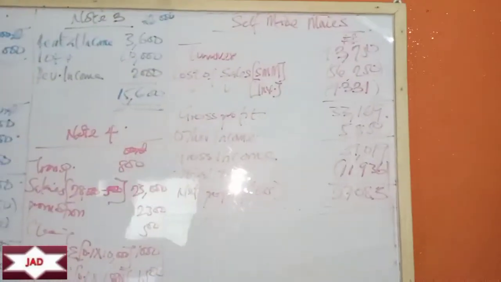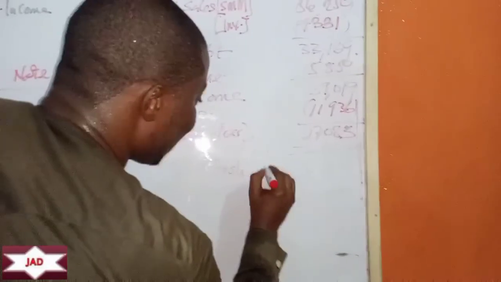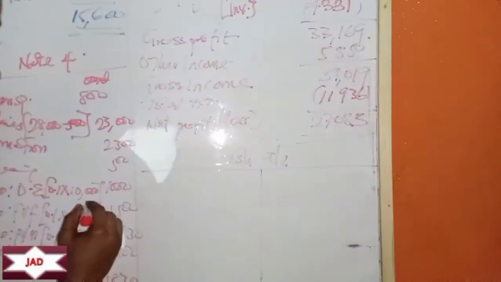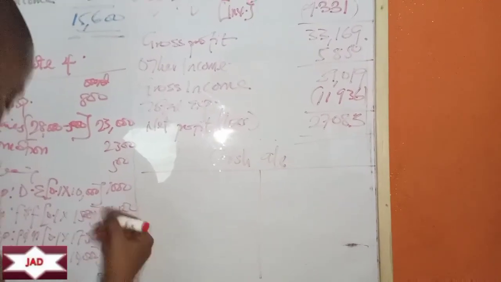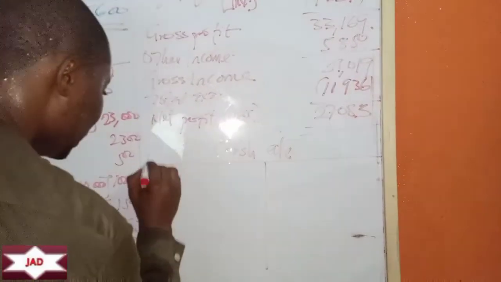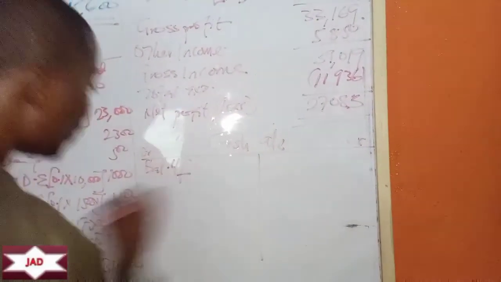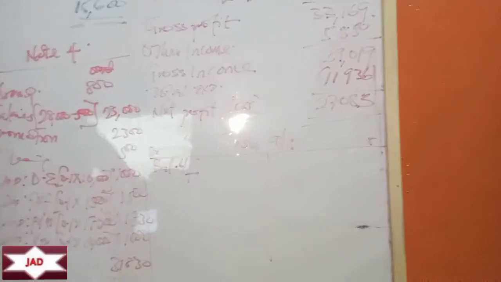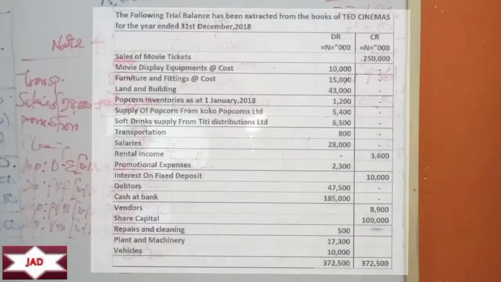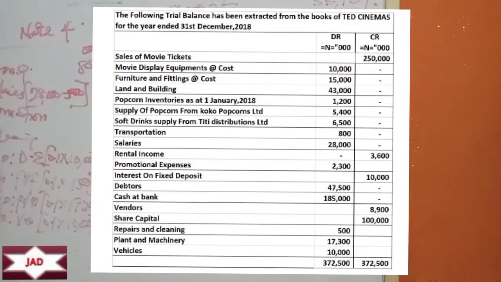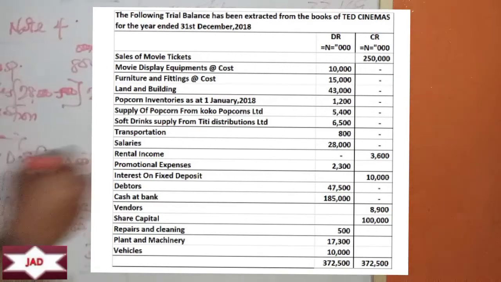And then they say show the cash balance after paying movie studios. So your cash and asset now. So we have cash accounts. Should we use vertical formats? We have debits, we have credit. Balance brought forward here. According to the trial balance, the cash at bank is 185,000.